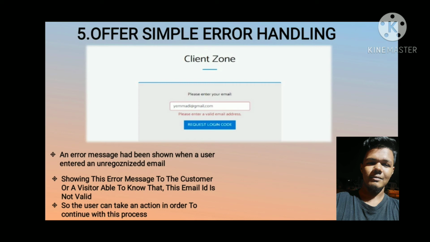The first rule I'm going to explain is offer simple error handling. In the client zone, when a customer tries to enter an email unrecognized by the website, the system will show an error message like this. By showing this error message, the customer or visitor is able to know that this email ID is not valid in the website and will take an action in order to continue with the process.